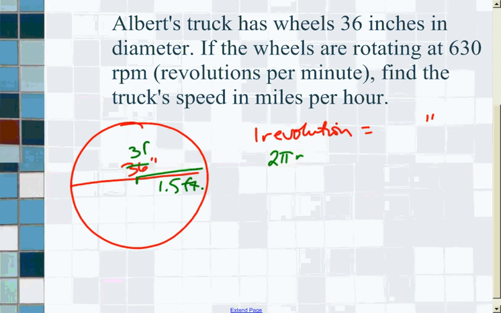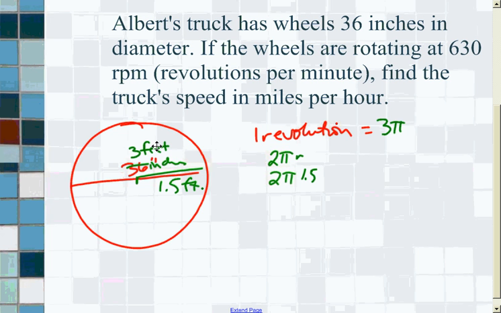I just realized that you're probably thinking, why is he putting minutes and seconds up here? Because those are also the symbols for feet and inches. So if that's 1.5 feet, your circumference is going to be pi times the diameter. So that's going to be 3 pi feet per revolution.